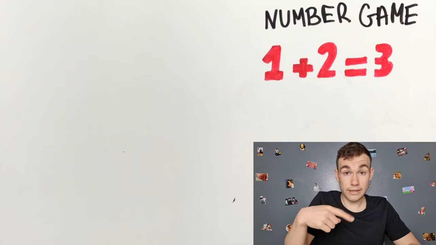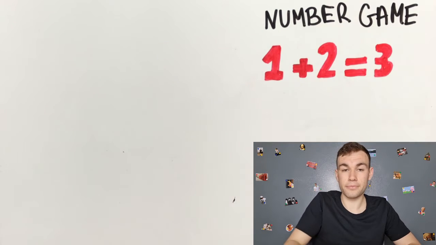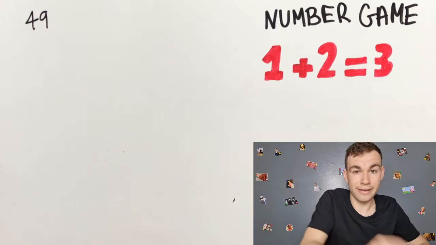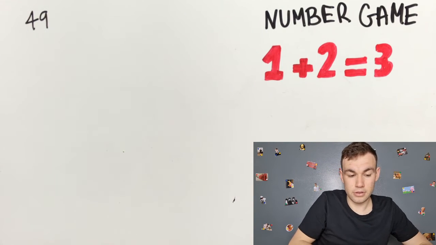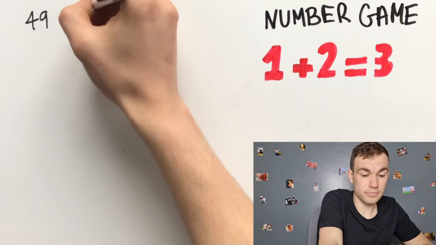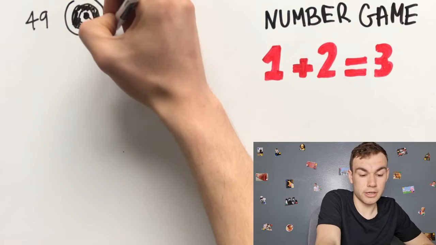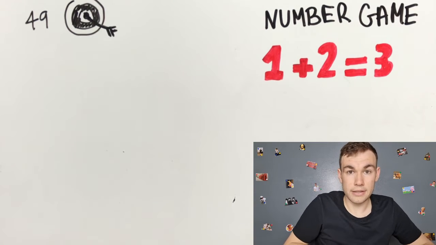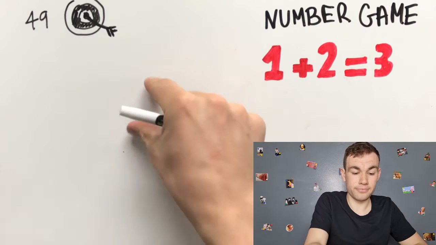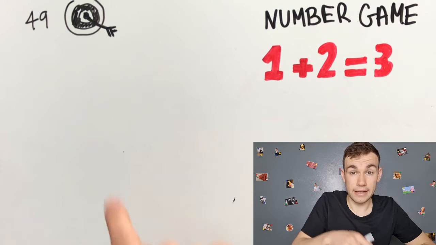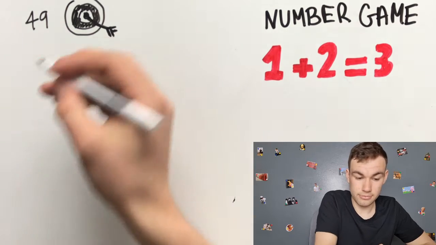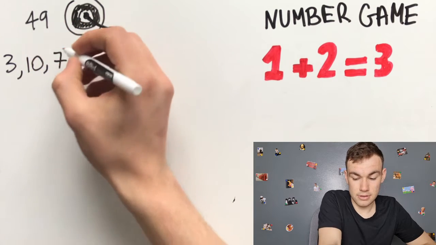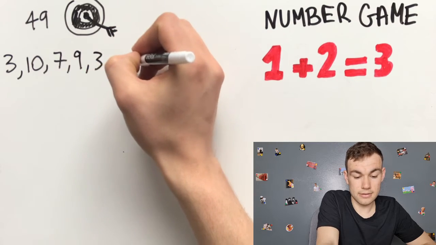So, we are going to play a number game. Watch and I will explain. Here we have a big number, and this number is our target. Our target. Okay, so this big number is our target. And we have 6 smaller numbers which we can use to get this number. So we have 3, 10, 7, 9, 3, and 4.